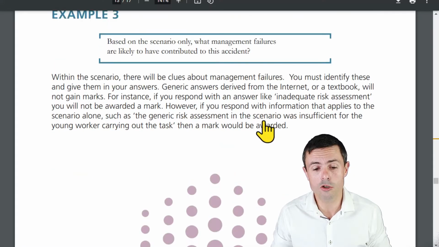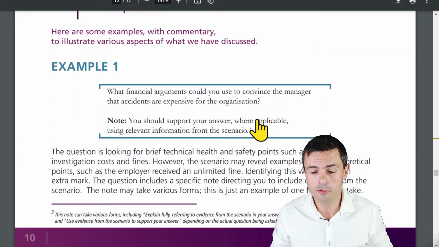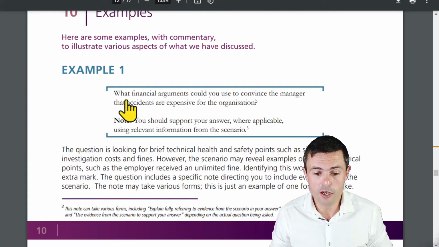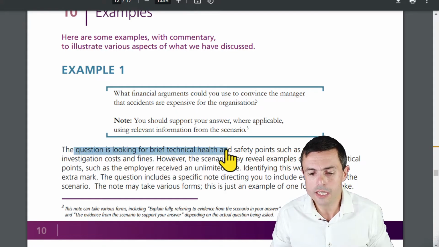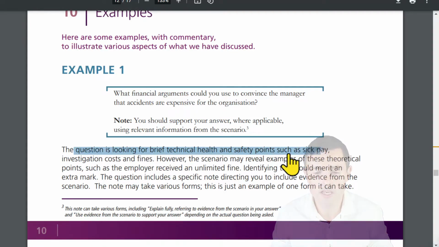And I still recommend that you try to do that wherever possible. Now, strictly speaking, some questions do not require that. Let's take a look at an example here. This is from the NEBOSH guidance again. This is a fairly common question. It's what are the financial arguments that you could use?